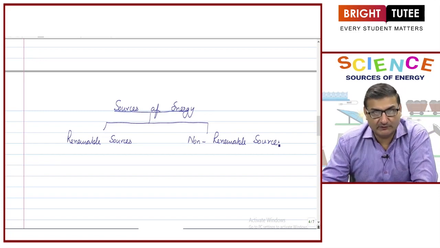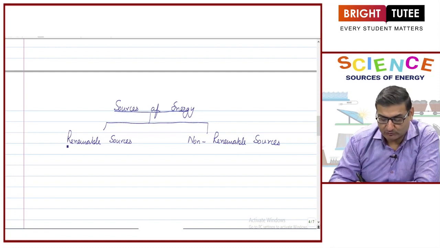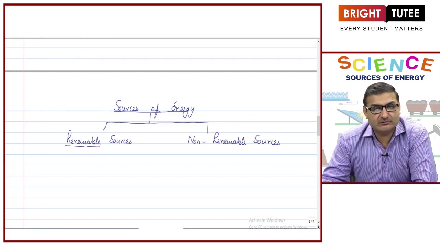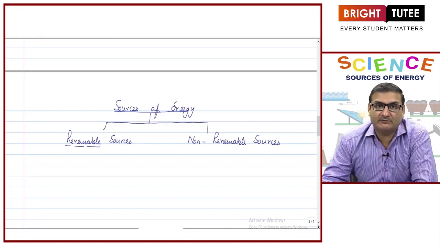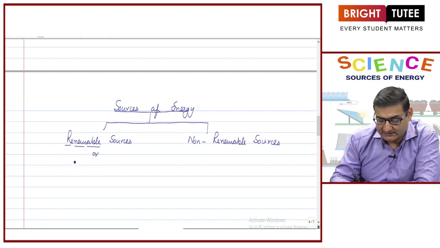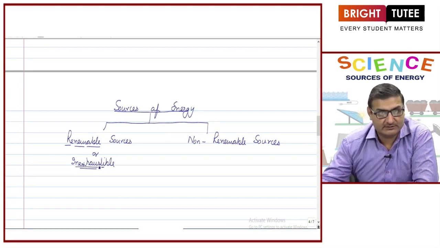What are these? We must already be aware. Those sources which are able to be renewed, that means those sources of energy which will not exhaust even after utilizing them again and again, are known as renewable sources of energy, and these are also known as inexhaustible sources of energy as they do not exhaust.